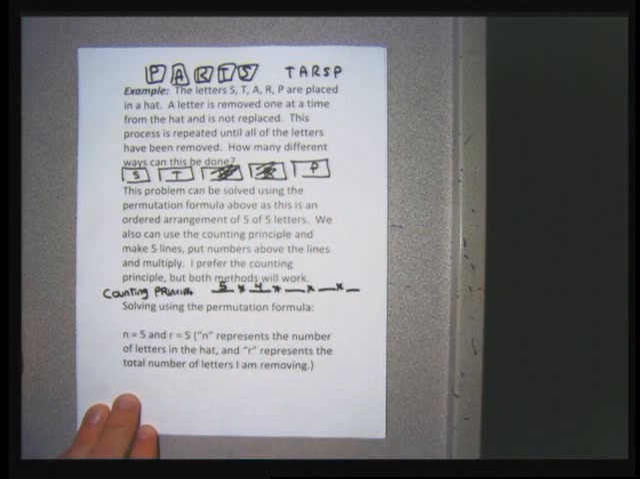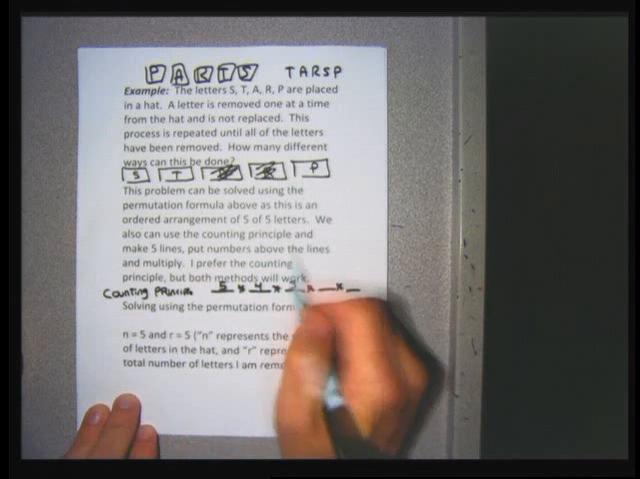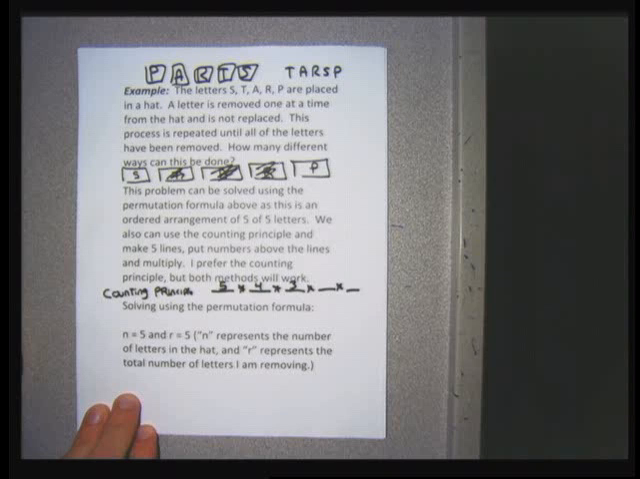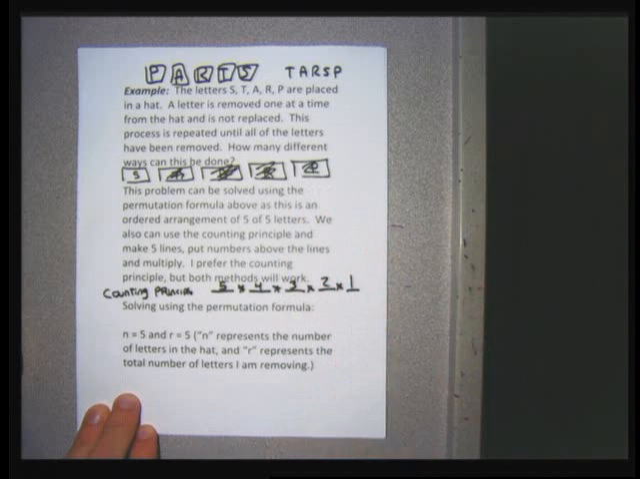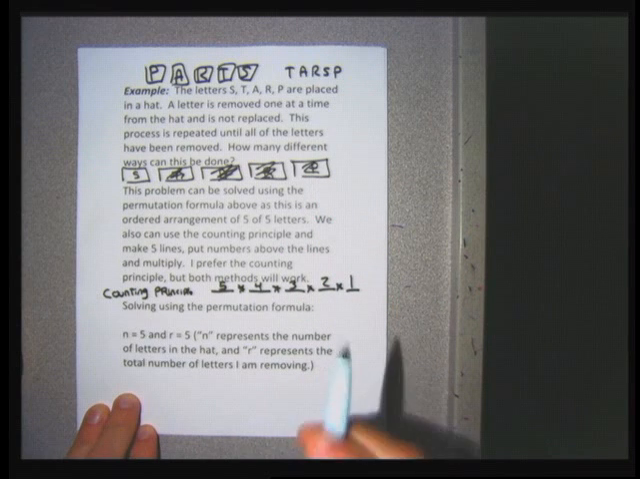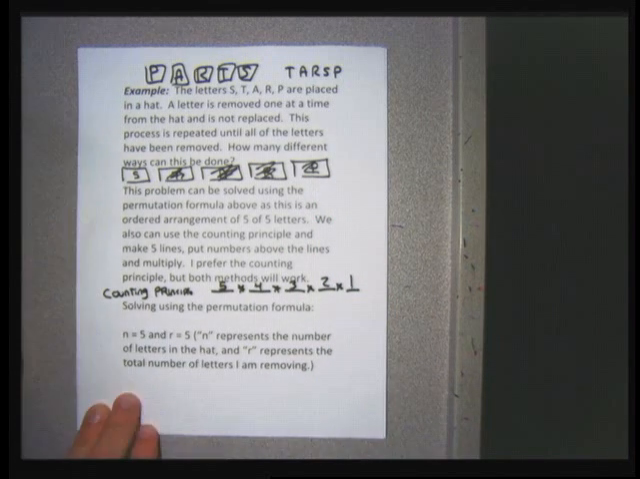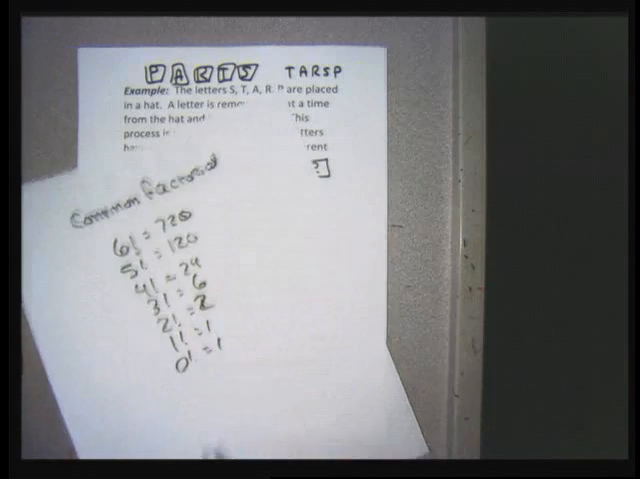Once I pick 2 letters and go to pick the third letter, there's only 3 letters to choose from. Once I pick 3 letters, there's only going to be 2 letters in the hat. And once I pick the last, then there's only 1 left for the last. And that's actually 5 factorial. And 5 factorial is 120.